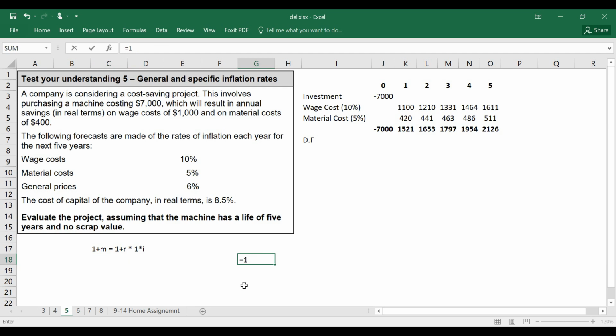So I am going to write 1.085, and I am going to multiply it with our general inflation rate, which is 6%, 1.06. Okay, so here I have 1.15 as a result, right? For example, if I subtract 1 from this amount and then multiply it with 100, then I will get 15% as an answer. Okay, so our discount rate is 15%.